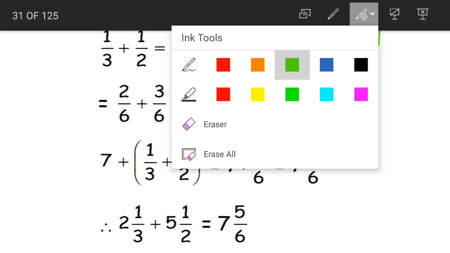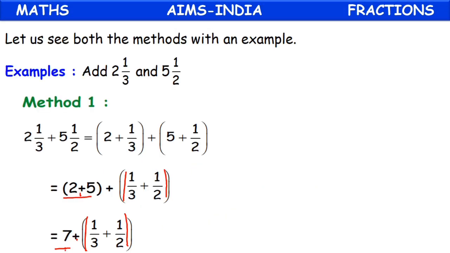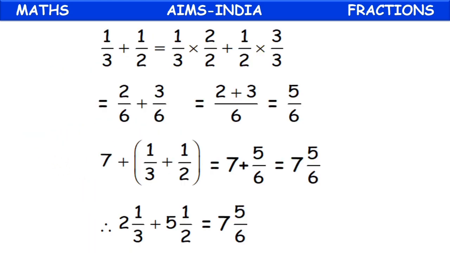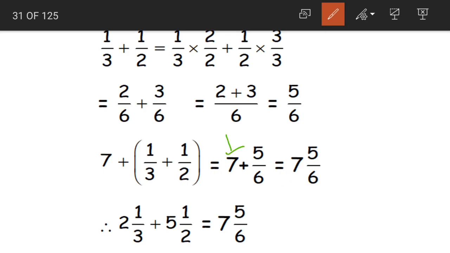First we need to add the whole number parts and then add the fractional parts separately, and then we combine them together. 7 plus 5 by 6. How did we get this 7? By adding the whole numbers, that is 2 and 5. And how did we get this 5 by 6? By adding the fractions, that are 1 by 3 and 1 by 2. Now when we add both these together, we get 7 5 by 6. This is the sum of our given mixed fractions.